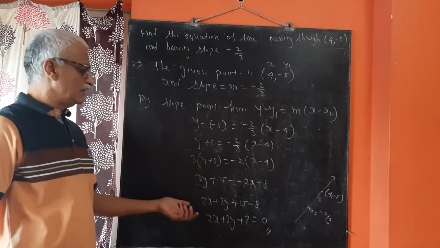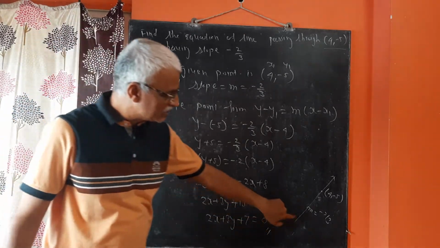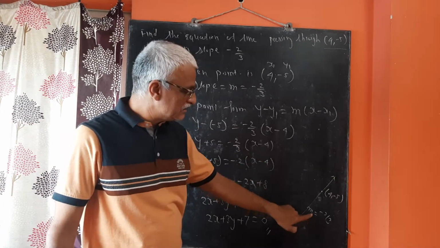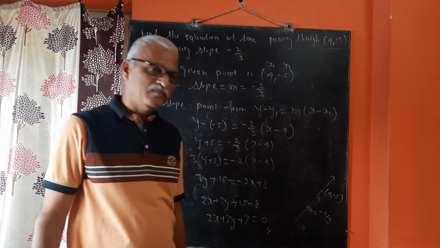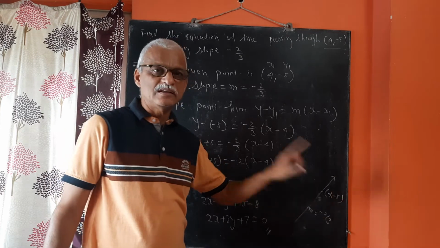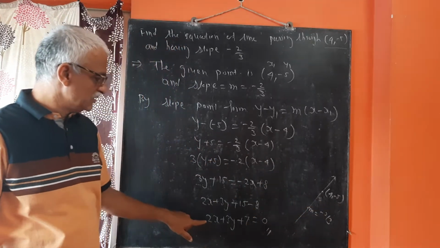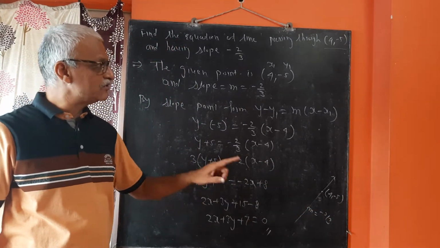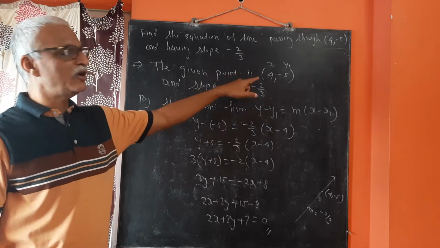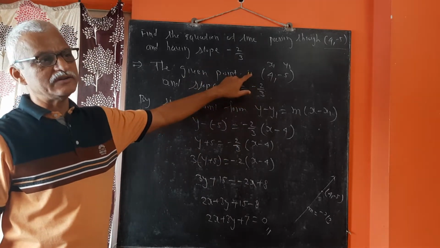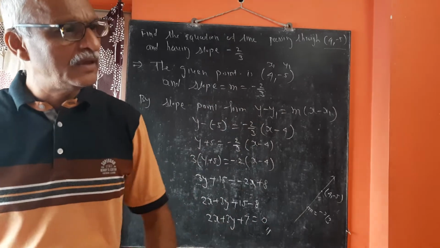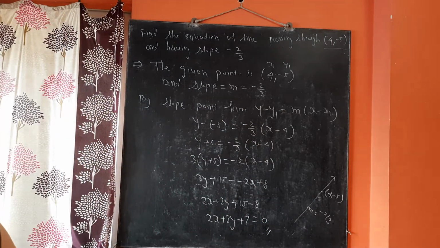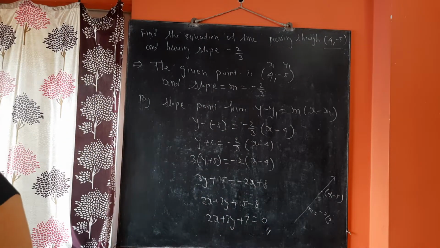That is the required equation of a line, that means the equation of this line, which is passing through the point 4, minus 5 and having the slope minus 2 by 3. Its equation is 2x plus 3y plus 7 equals to 0. We have applied the slope point form since the point is given and the slope is there. Now we will solve one more problem of the same type.